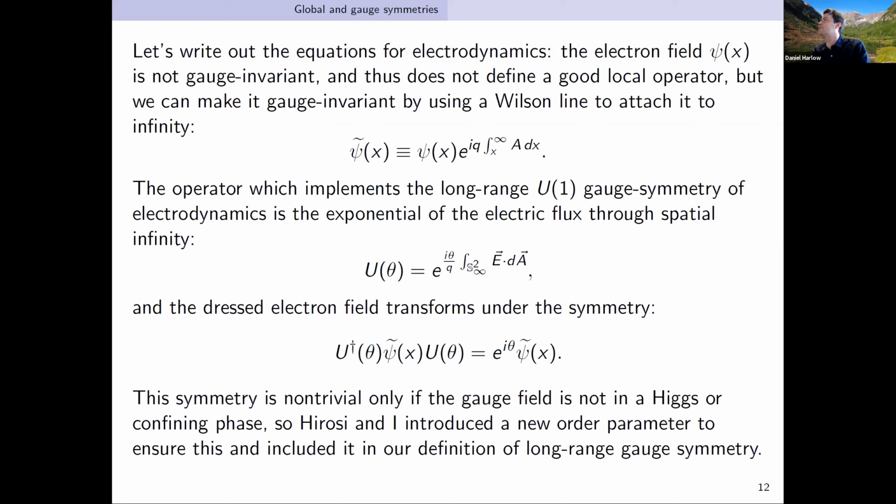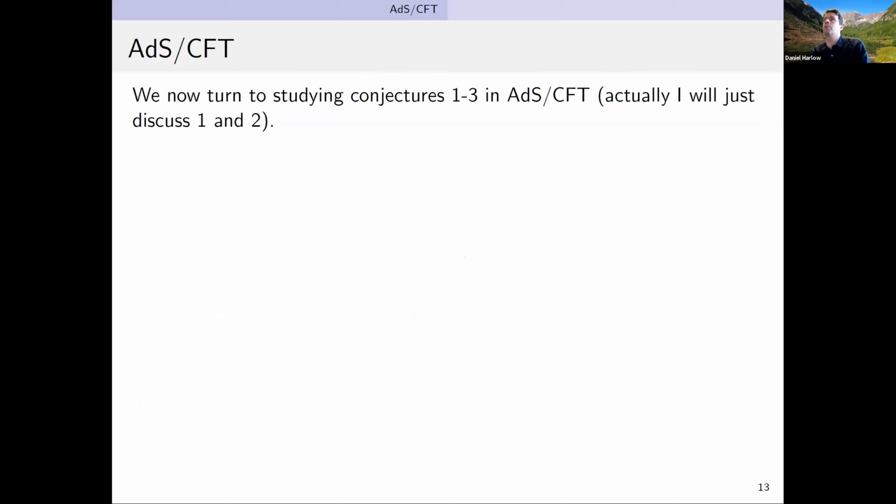We've got one more round of preliminaries to do here. Now we understand global and gauge symmetry. We're now going to talk about global and gauge symmetry in AdS/CFT. But first I have to tell you a little about AdS/CFT. I don't want to assume that the audience is only AdS/CFT experts; that's not my understanding of what the audience is. So let's talk a little bit about AdS/CFT.